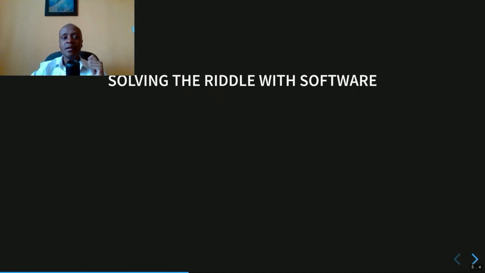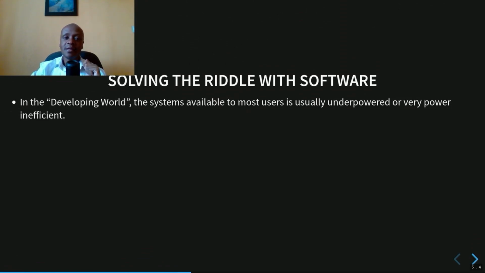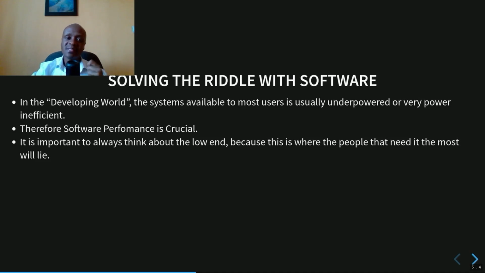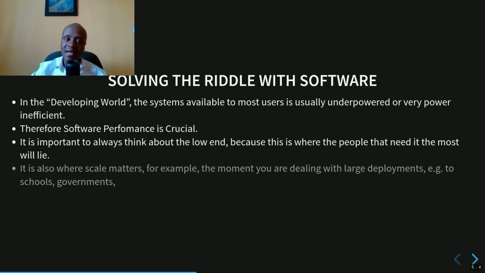So, software as a solution to this riddle. Software, I feel, is a very central key to solving this problem, because software performance can lift up what an older system can do. As many of you know, as hardware has been developing, software has also been developing. Our language, C++, has also been developing. And I believe that it is very important to think about the low end, because that is where the people that need that performance the most will lie.